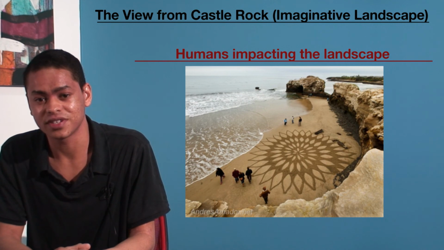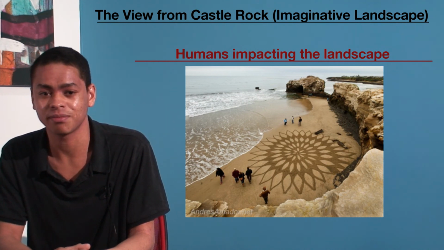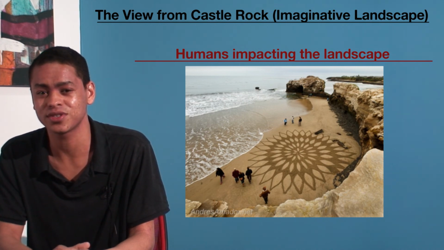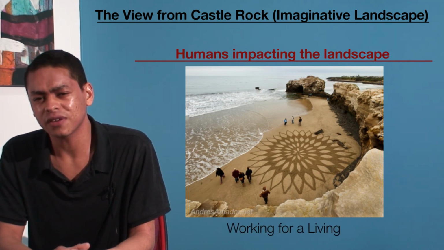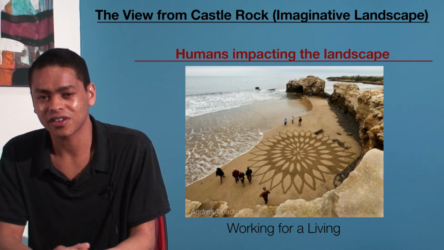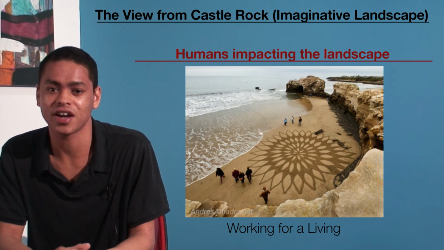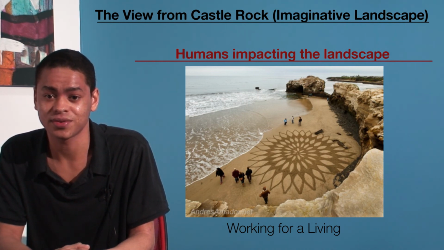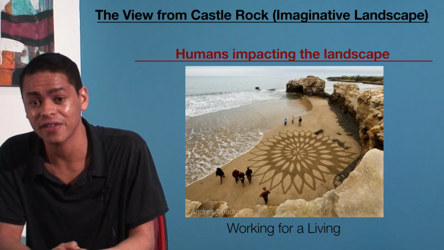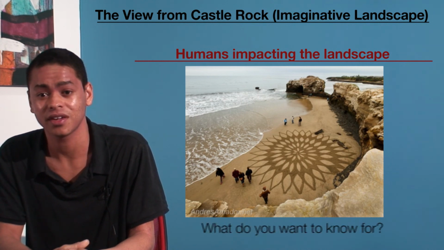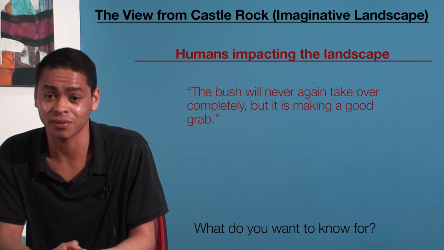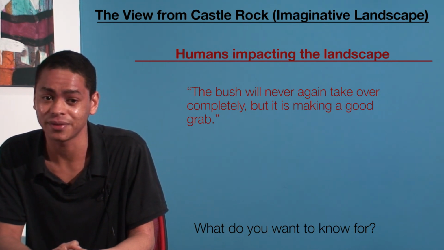The depictions of humans attempting to change landscape not only paint a mental picture of the places Munro is describing, but reveal something about human attitudes towards the environment. In Working for a Living, the narrator reflects on historical attitudes towards place that have resulted in widespread control and destruction. Equally, Munro's stories reflect on how nature is attempting to regain its former position, depicting an ongoing conflict between nature and the humans who attempt to tame and dominate it. In What Do You Want to Know For, Munro reflects on how the bush will never again take over completely, but it is making a good grab.